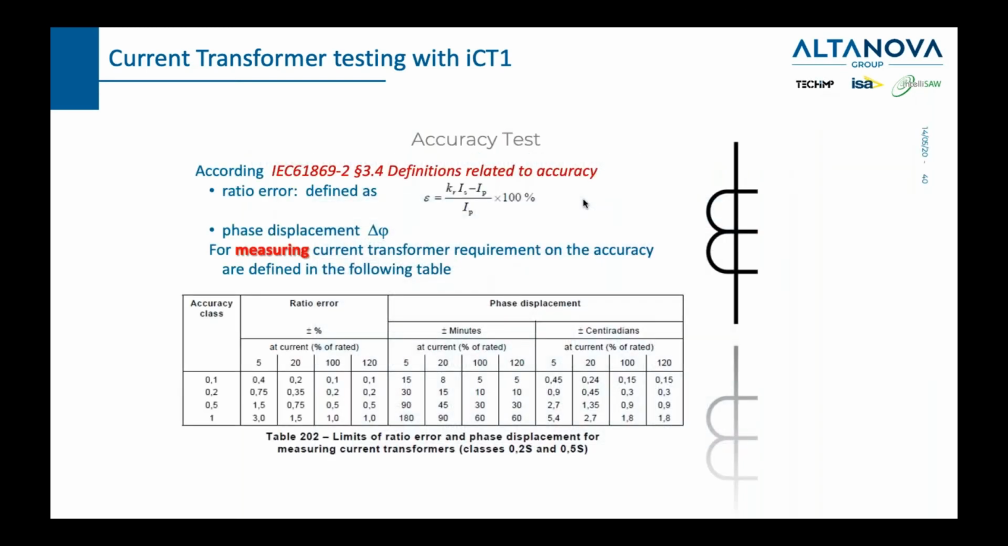And another thing, when we talk about accuracy test, this is another test where we need to, of course, as the word says, test accuracy. This is more important for measurement CTs, and we have different accuracy classes, 0.1, 0.2, 0.5, or 1.